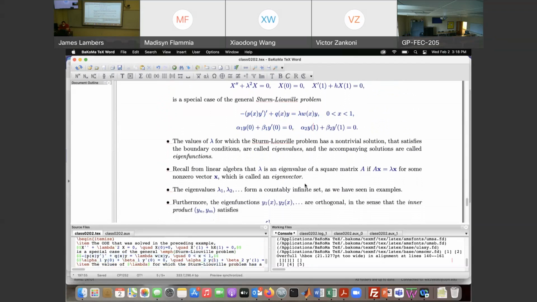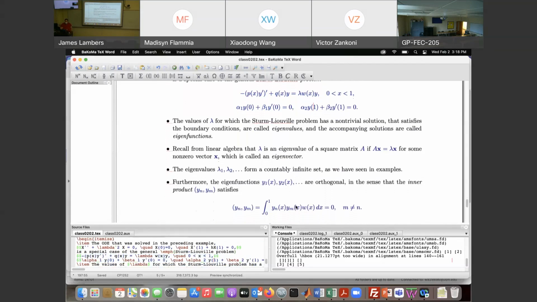Also, as we've seen in examples, the eigenfunctions that you get from solving this problem are orthogonal. Now here I have a more general definition of orthogonal than I showed you before. We're still in the interval 0 to 1, that's just for convenience. So I define what's called an inner product of functions, which corresponds to the dot product of vectors in Rn that you would have seen in Calc 3.